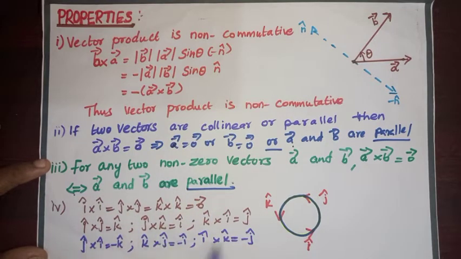With the usual meaning of i, j, k, they form a right-handed system. The following results are obtained. i cross i equal to j cross j equal to k cross k, which is equal to 0 vector. i cross j equal to k, j cross k equal to i, k cross i equal to j. Now see, j cross i equal to minus k, k cross j equal to minus i, i cross k equal to minus j vector.